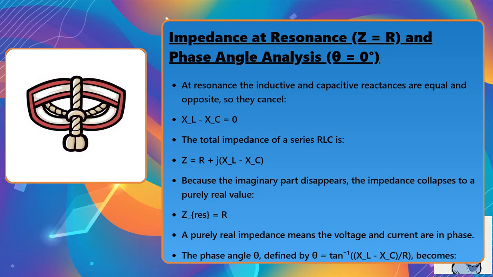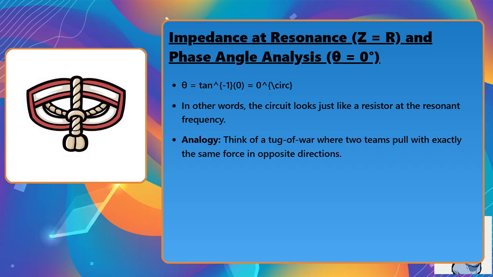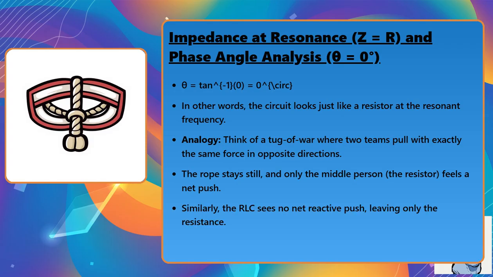The phase angle theta, defined by theta equals tan inverse of X sub L minus X sub C over R, becomes theta equals tan inverse of 0, equals 0 degrees. In other words, the circuit looks just like a resistor at the resonant frequency. Analogy: think of a tug of war where two teams pull with exactly the same force in opposite directions. The rope stays still, and only the middle person, the resistor, feels a net push. Similarly, the RLC sees no net reactive push, leaving only the resistance.